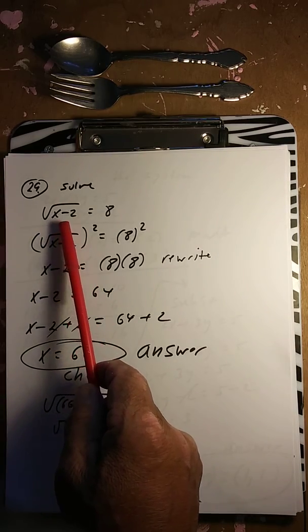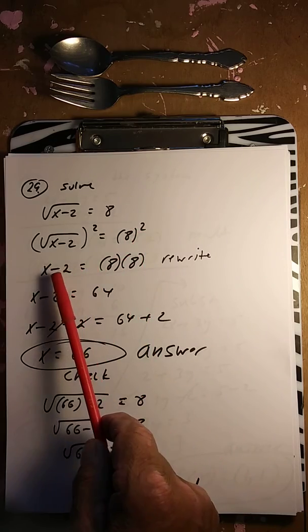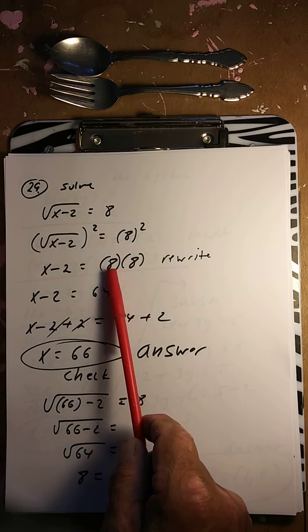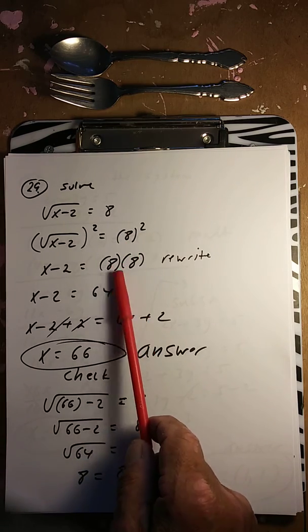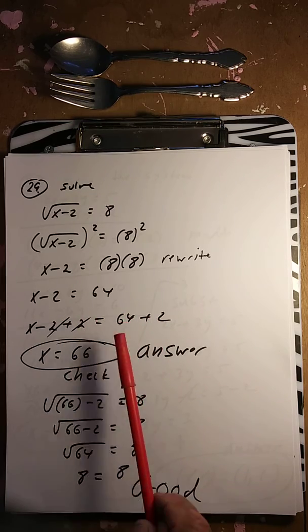This one. Square root of x minus 2 equals 8. So we're going to square the left side and square the right side. So we're going to have the square root of x minus 2, squared. It's gone. So we have x minus 2 equals 8 squared, which is 8 times 8. That's 64. So now we're going to add 2. So x is 66.